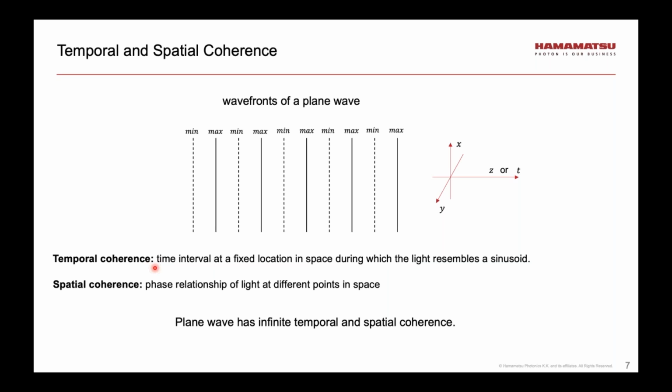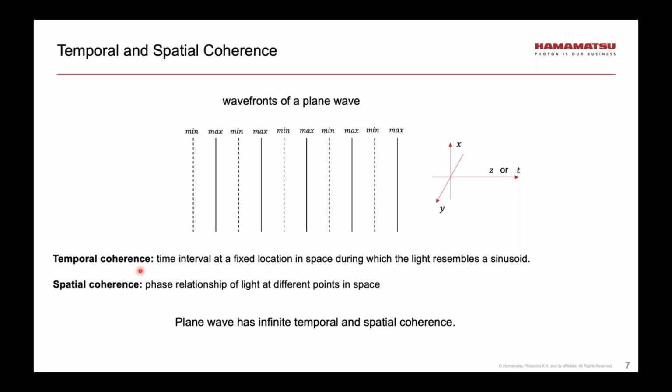Another important aspect of light is temporal and spatial coherence. Books can be written on this topic, but here in this short webinar, a brief introduction. Suppose I have light coming from the left, represented by wavefronts, and I'm at a certain location. By temporal coherence, we mean the time elapsed during which the wave or light resembles a sinusoid.